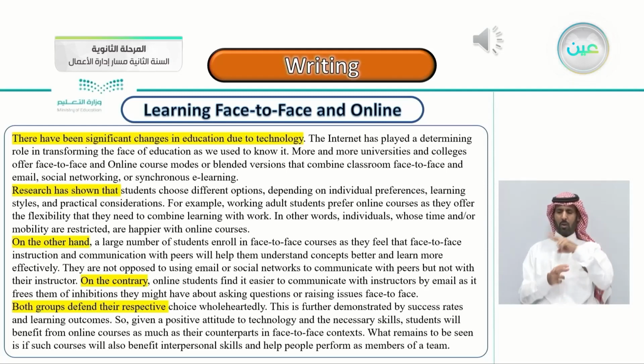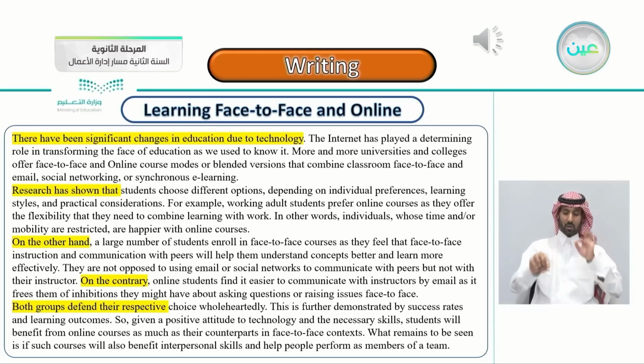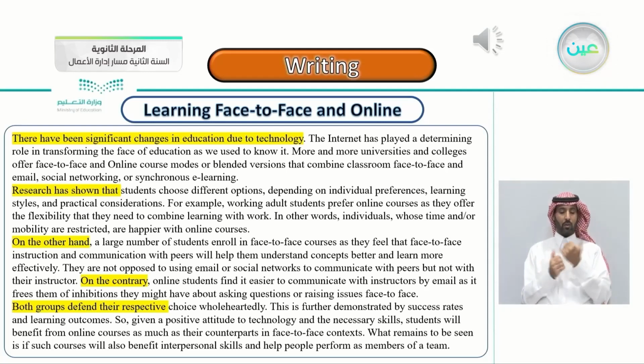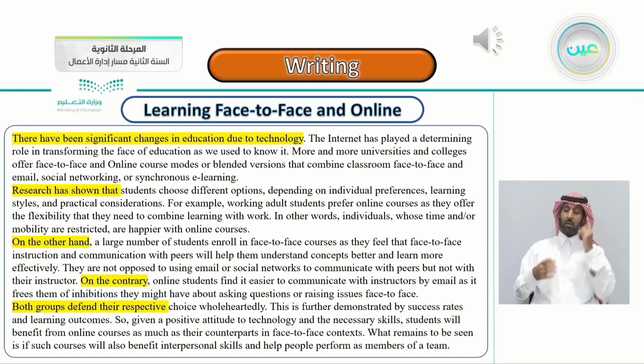There have been significant changes in education due to technology. The internet has played a determining role in transforming the face of education as we used to know it. More and more universities and colleges offer face-to-face and online course modes or blended versions that combine classroom face-to-face and email, social networking, or synchronous e-learning. Research has shown that students choose different options, depending on individual preferences, learning styles, and practical considerations. For example, working adult students prefer online courses as they offer the flexibility that they need to combine learning with work. In other words, individuals, whose time and/or mobility are restricted, are happier with online courses.